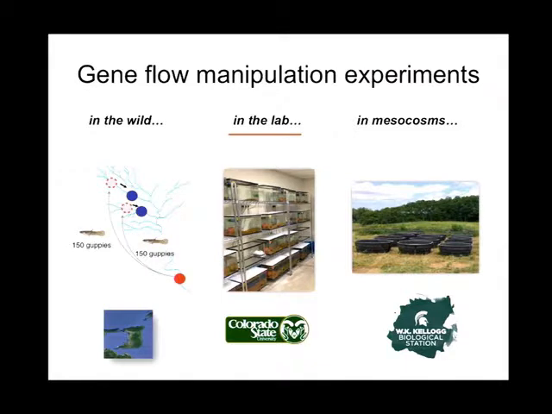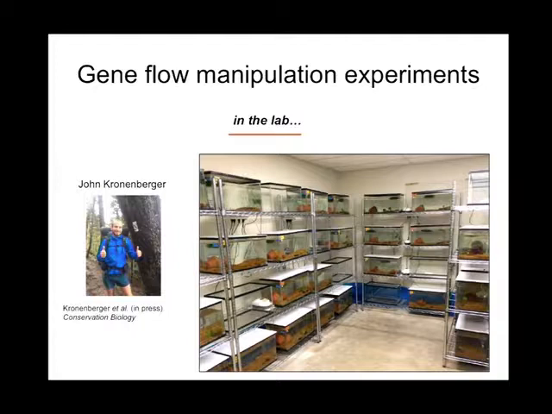And so to do this, we set up this controlled and replicated lab experiment. This effort was led by John Cronenberger, who is a master's student at CSU, and his paper just was accepted in Conservation Biology a few weeks ago, so check that out.